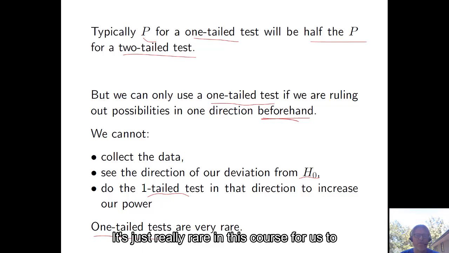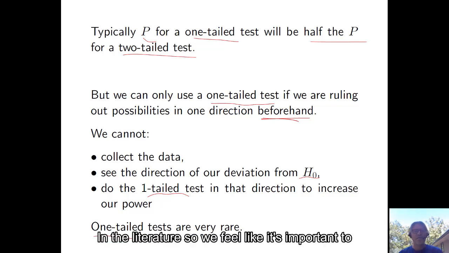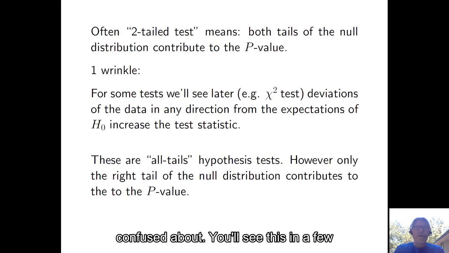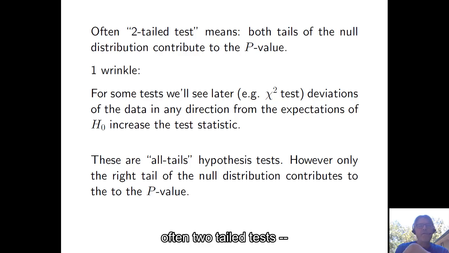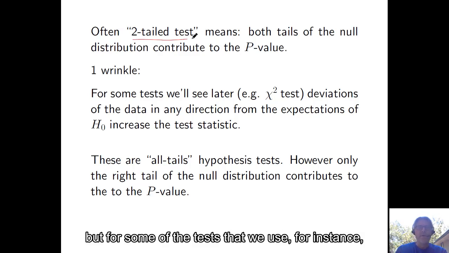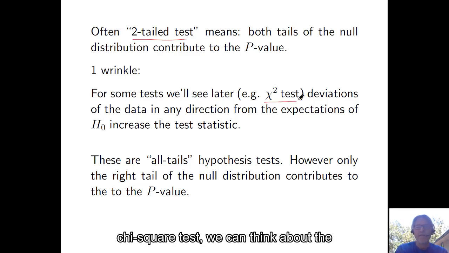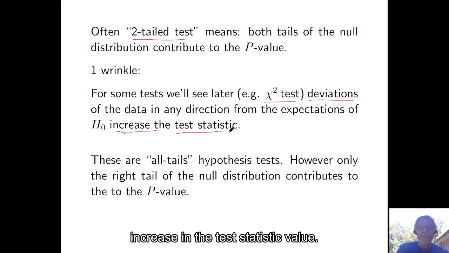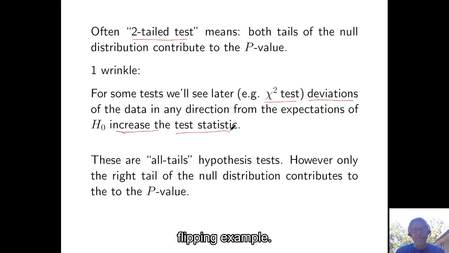It's just really rare in this course for us to use one-tailed tests, but you'll see them referenced in the literature, so we feel it's important to discuss them. Another little wrinkle to not get confused about, which you'll see in just 2 chapters from now: often with two-tailed tests, both tails of the test statistic contribute to the p-value. But for some of the tests that we use, for instance chi-square tests, we can think of the null as specific expectations, and the alternative is anything else. Any deviation from the null causes an increase in the test statistic value. That was not the case for this coin flipping example.